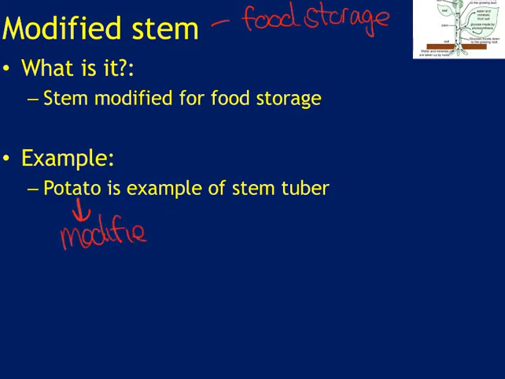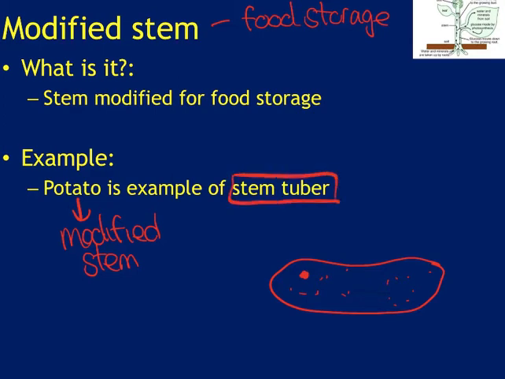So if you can get your hands on a potato, if you need to run into your kitchen or wherever, and look at your potato, you will see there are all of these dots on the skin, and you will be able to see that it has an auxiliary bud marking on it somewhere. It is an underground stem that is modified for food storage, and you may also see it called a stem tuber. So just please be aware of that.